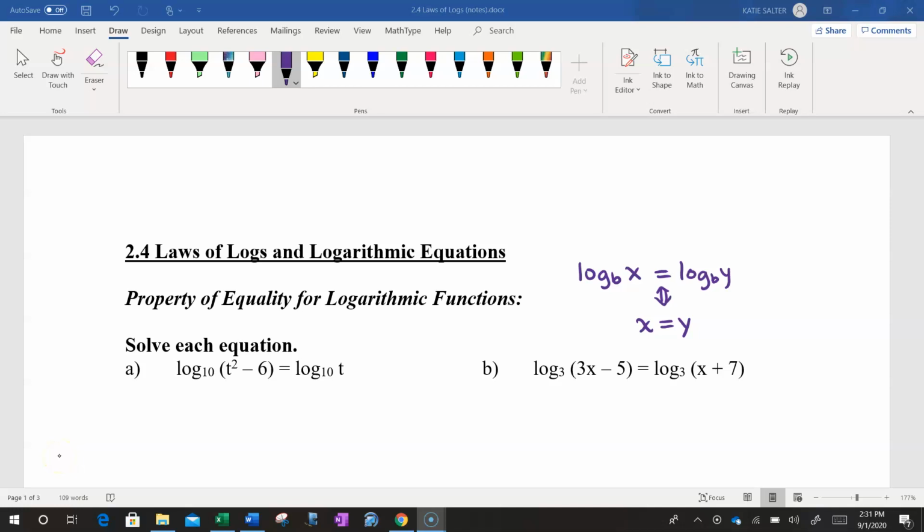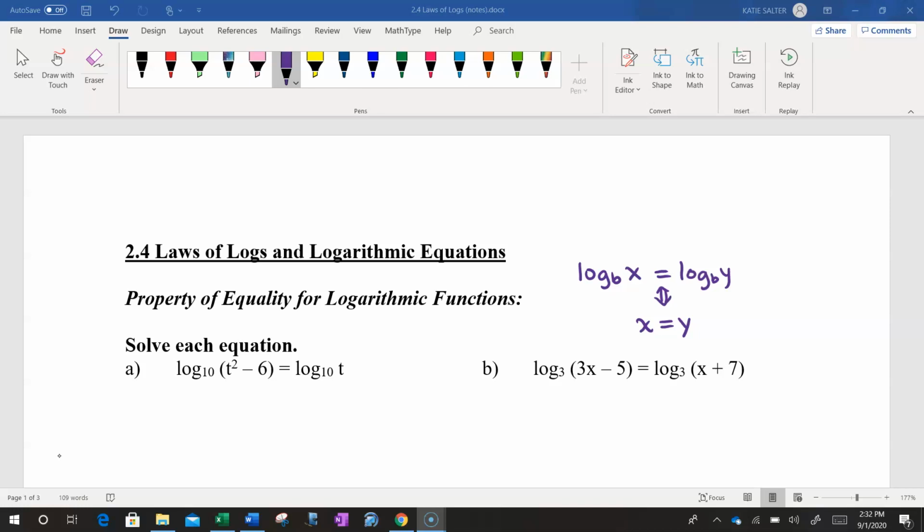In this lesson, we're going to focus more on some of the properties of logarithms and also start getting into some deeper logarithmic equations. So to start out with, the property of equality for logarithmic functions. If we have log base b of x equal to log base b of y, that is true if and only if x equals y.